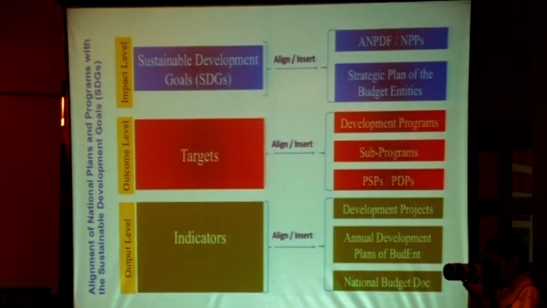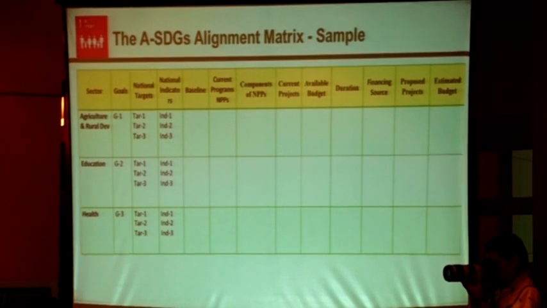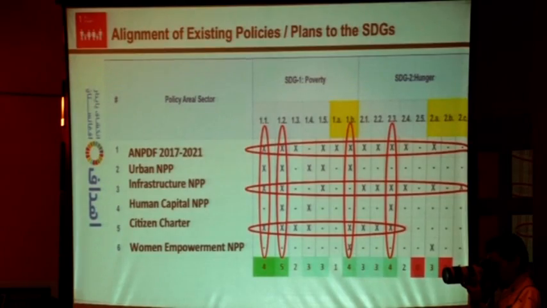Okay, so alignment. In alignment, we aligned all the NPPs or national priority programs, and also the Afghanistan National Peace and Development Framework, which is the main strategy for the country's strategic paper, until 2021. And we have aligned SDGs with those NPPs or national priority programs, and also the national plan.